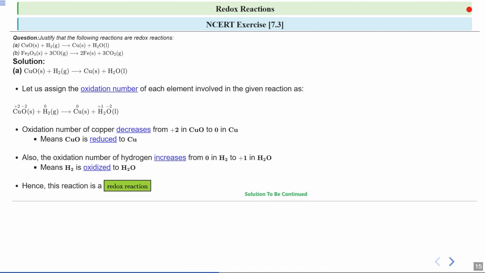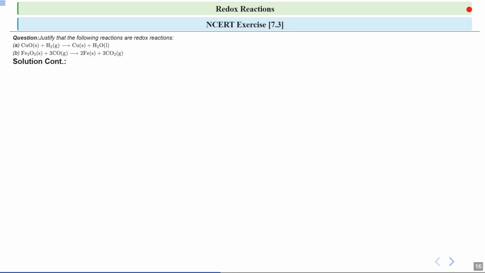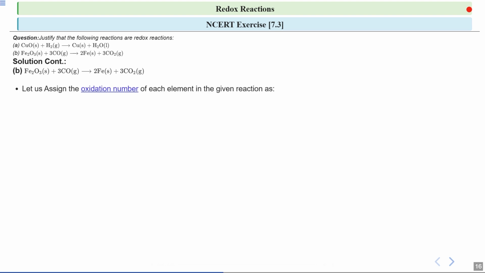Moving on to the next question, question number B. So let us write question number B. It is iron oxide reacting with 3 moles of carbon monoxide to give us 2 moles of iron and 3 moles of carbon dioxide. The first step is to assign the oxidation number for each element in the given species.